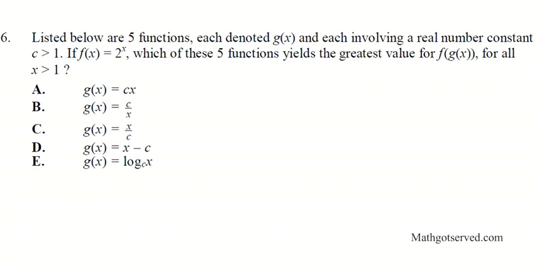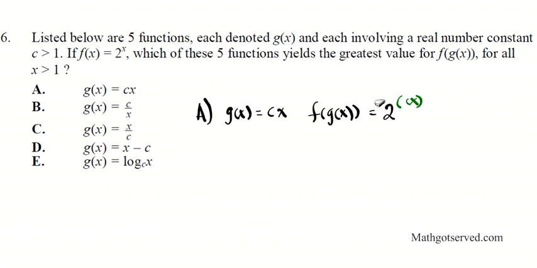All right, so let's start out with part A. G of x is c of x. Now, what on earth does this mean? It means that if we want to find f of g of x, we're going to plug in c of x into the function f of x. The function f of x is 2 to the x, so instead of 2 to the x, it's going to be 2 to the parentheses c of x. All right, you notice what I did? I replaced that x with g, so c of x. So for A, we're going to have 2 to the cx. That's A.